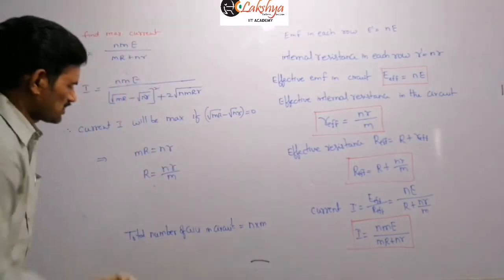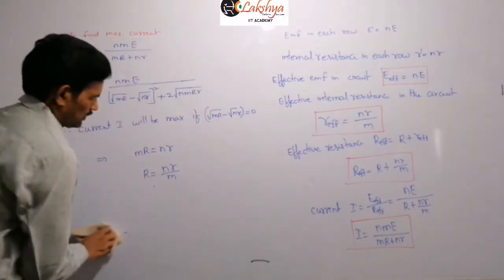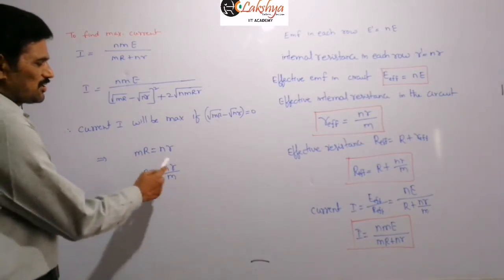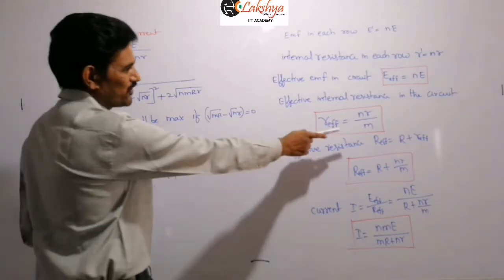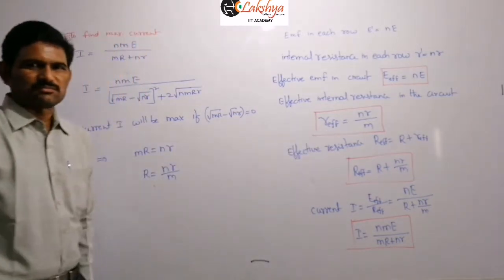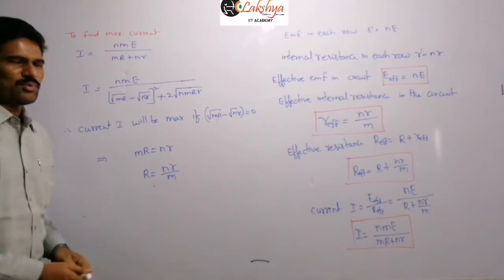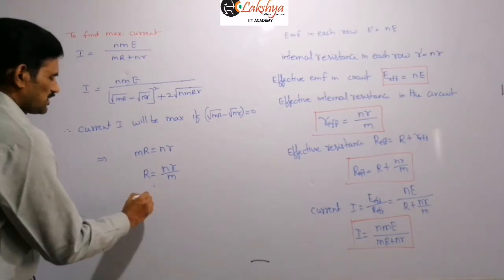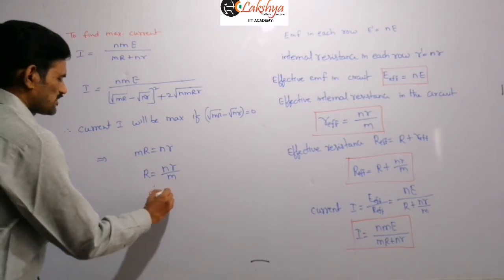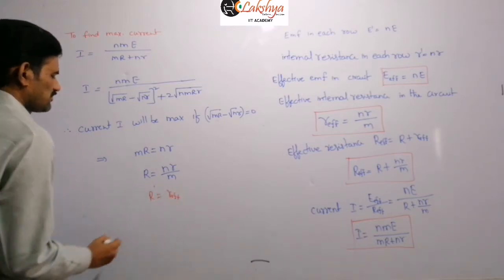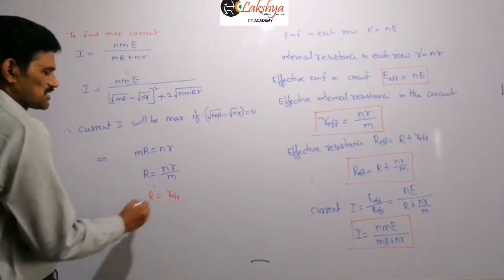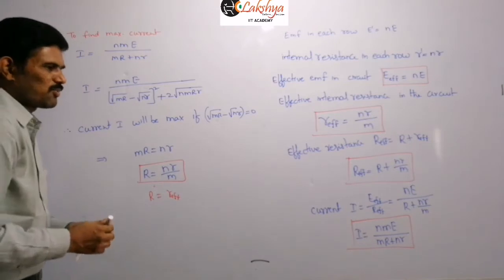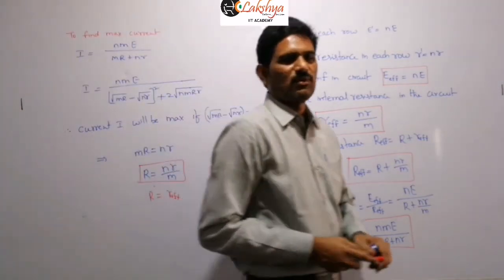That means we can express this as, NR by M is nothing but our effective internal resistance, right? And this capital R is nothing but external resistance, effective external resistance. That means here this R is equal to effective internal resistance. This effective external resistance is equal to effective internal resistance. Then current in the circuit or power delivered to the external resistance will become maximum.